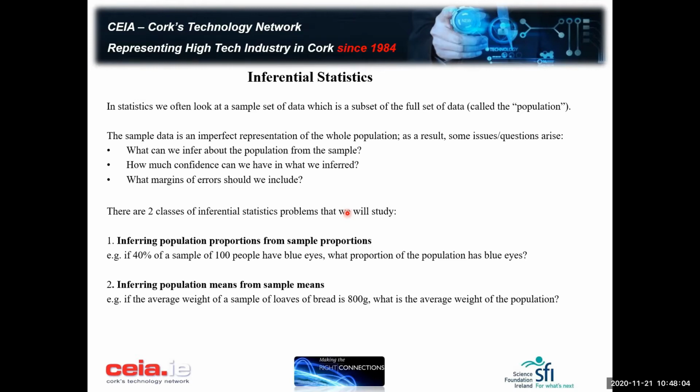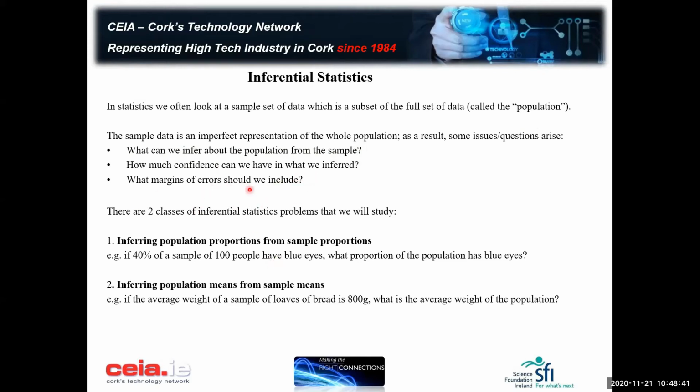And the problem is that this sample is generally not a perfect representation of the whole population because it doesn't contain the whole population. And there's going to be some randomness associated with your selecting the sample. And then you can ask the questions: what can we infer about the population from the sample? And how much confidence do we have in what we've inferred? And can we put margins of error on what we have inferred?